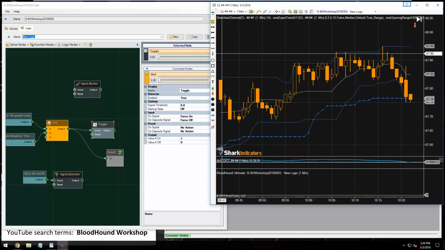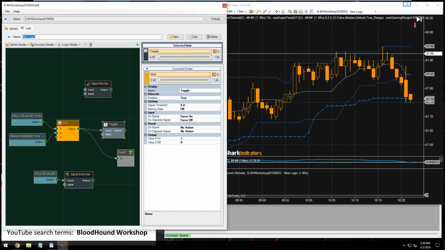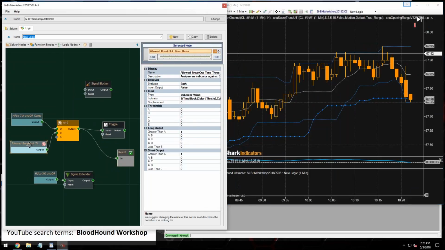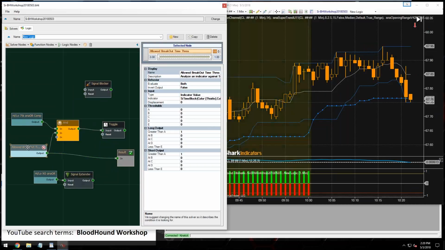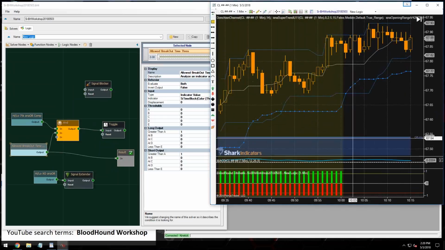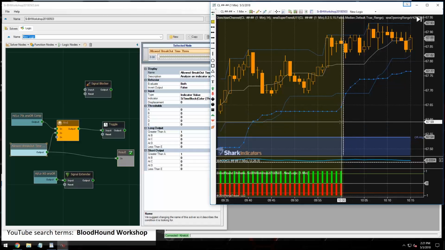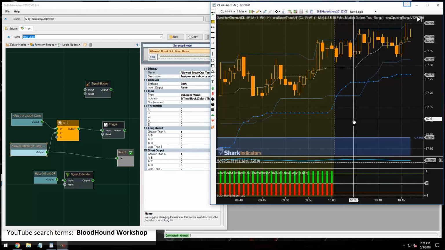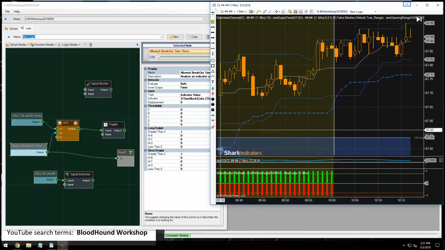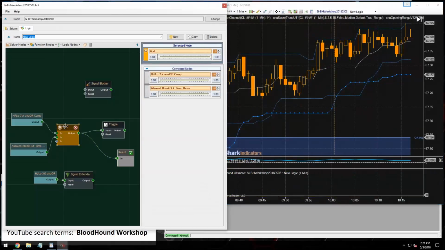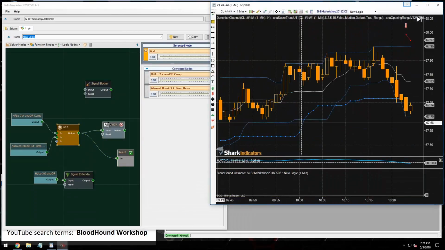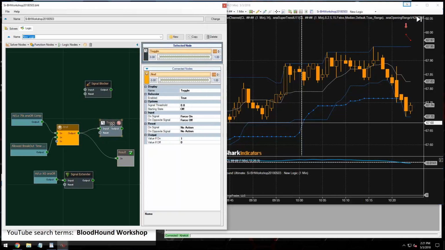And why is that? Well, because remember this allow breakout time. So remember this allow breakout time. It ends right there. So it ends at the 10 a.m. bar. So I can't get any more signals. So no more signals will come out of this AND node. So therefore, there's no more signals coming into this toggle node.